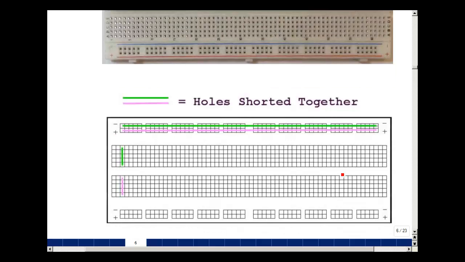There's a channel here separating this set of rows from this one. It's actually the width of an integrated circuit. We're going to plug op amps in it a little later in the course. These 5 holes are all shorted together. These 5 holes are all shorted together. So are these, so are these, and so are these. In other words, you can put a resistor, say here, and then hook up the other end of the resistor here, and now you can make some connections to it.